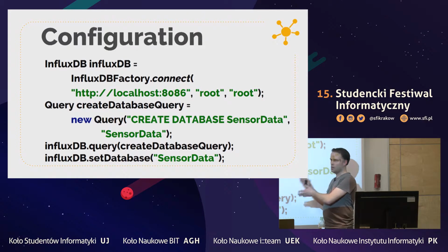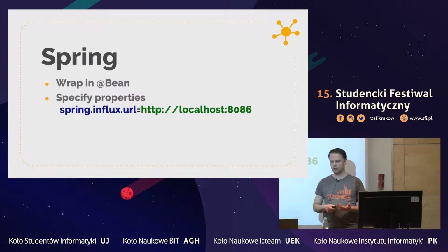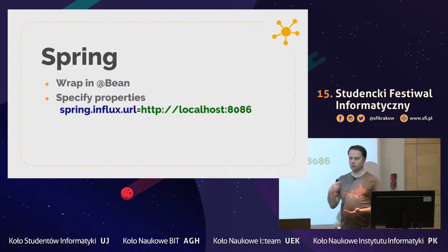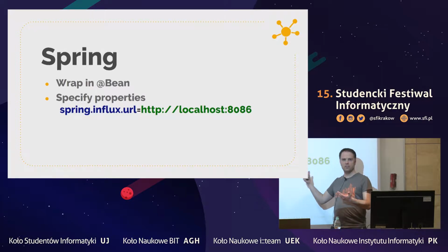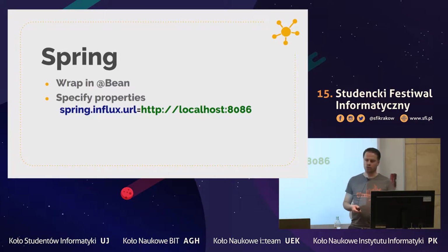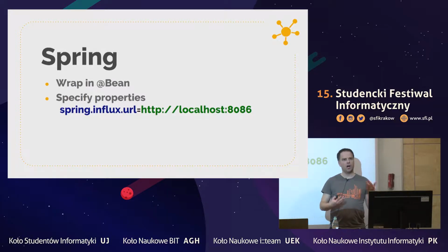Of course, this is in code in just one slide. You could make this a bit nicer and put this in configuration files. For instance, if you use Spring, you could wrap it in a bean and specify properties like this so that you can easily configure it without having to change your Java code. So that was basically what we needed to set up everything. Now we're going to see how we can actually send data to the database.